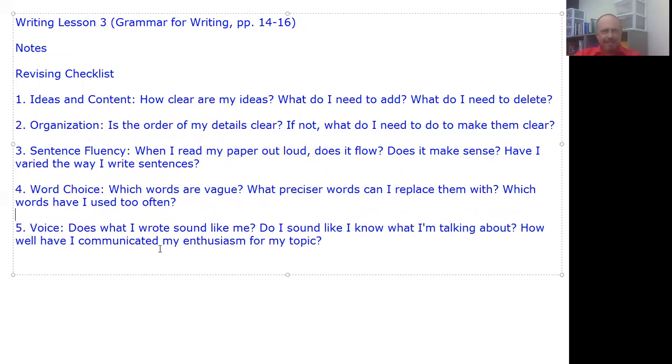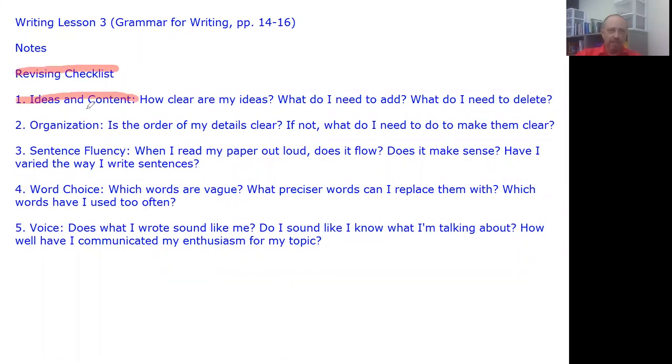So there are lots of different revising checklists. If you look on the internet for revising checklists, there's a bunch of them. All right, a bunch of them. What I want you to have in your notes is this, right? Let me highlight some things. Revising checklist, and then the 5 things to look at.